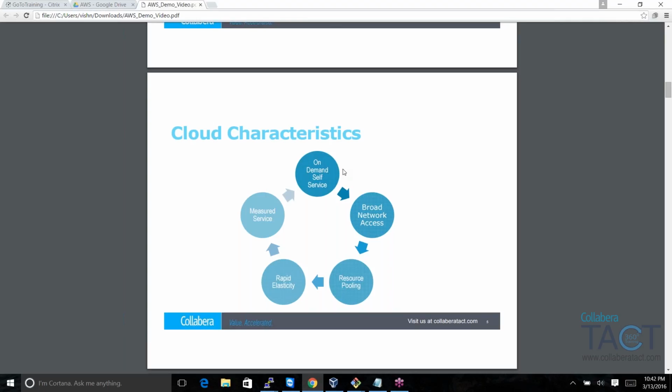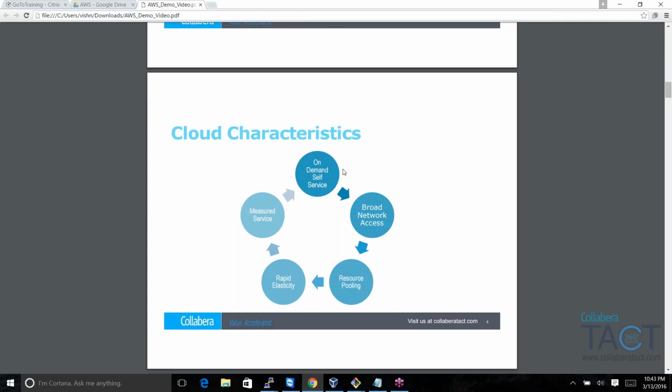Then the next characteristic is rapid elasticity. This is very important. You would have seen, for example, if there is a news event, say there are some exit polls tomorrow. Let's take a typical example of a news site doing exit polls today or tomorrow, whatever the day is. On a normal day, probably only 1,000 users visit their site to view the live news. But on an exit poll day, there could be 10,000 people logging into the site to see the election results. So here, what's going to happen?